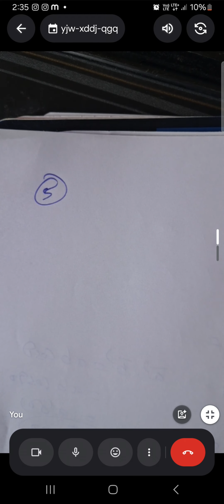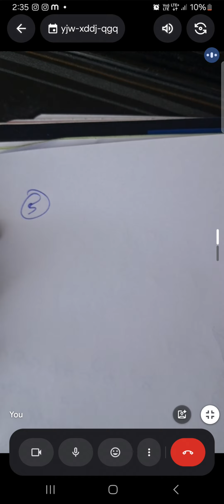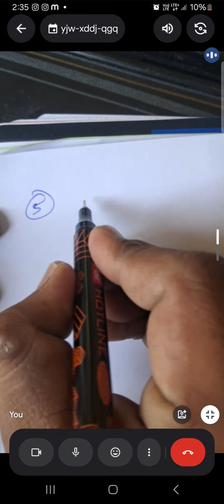Okay, we'll start. Question number 5. What is given in the question? A particle of mass 2 kg. Very good. So given that mass m equals 2 kg.